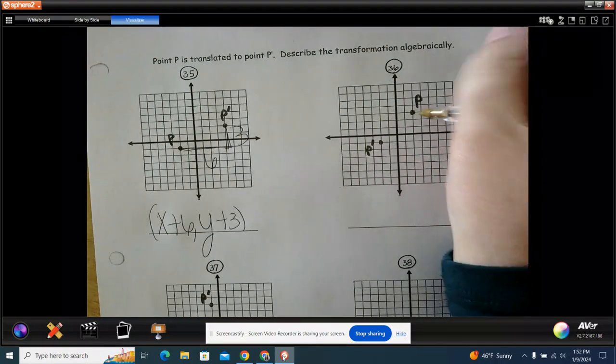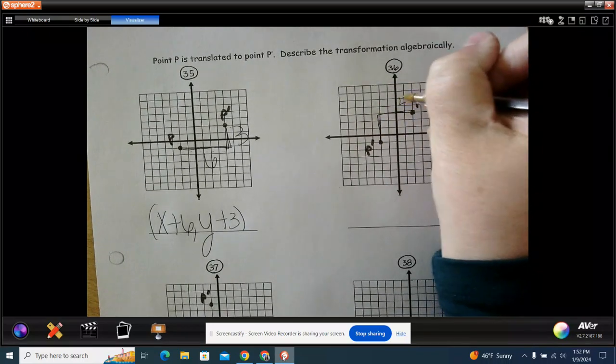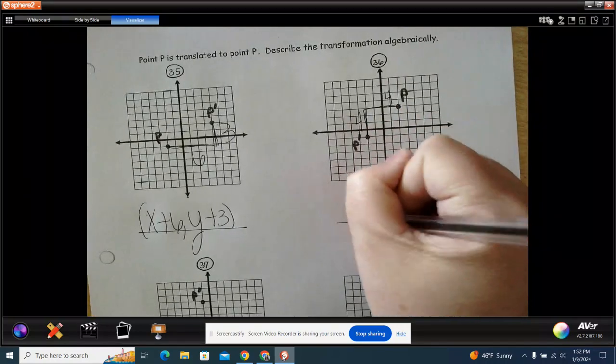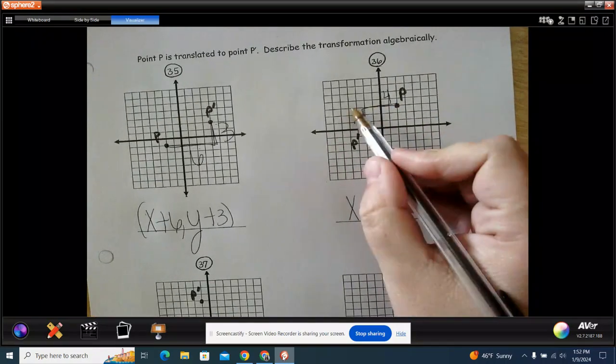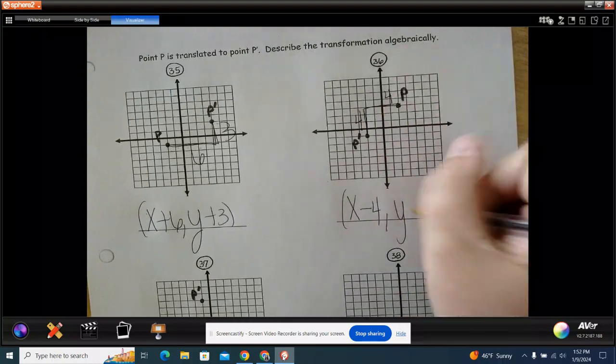So in 36, we're going to start at the original point. We're going to count over and then go down. It's going to go over 4, down 4. So when we go over, that's our x. Since it's going to the left, it is minus 4. And then the y is going down, so that is minus 4.